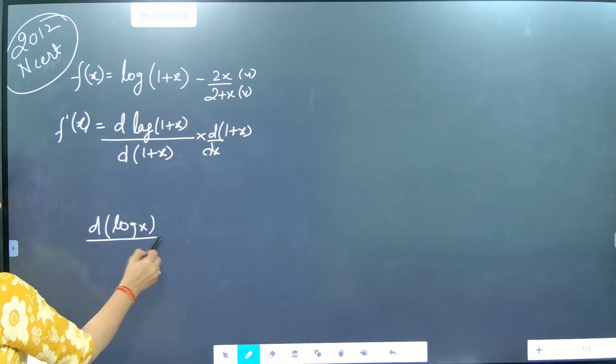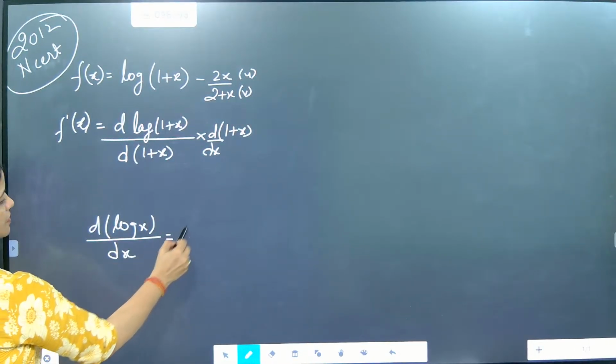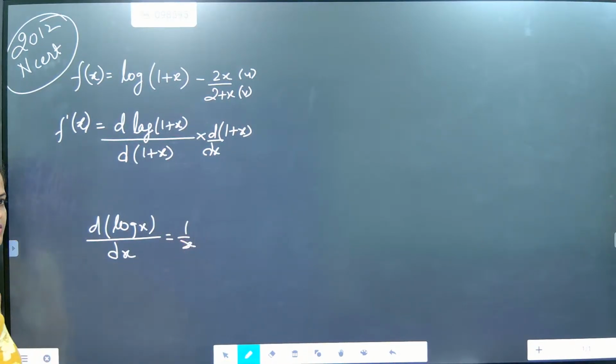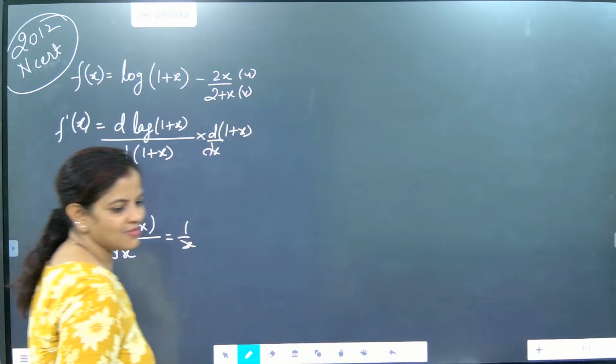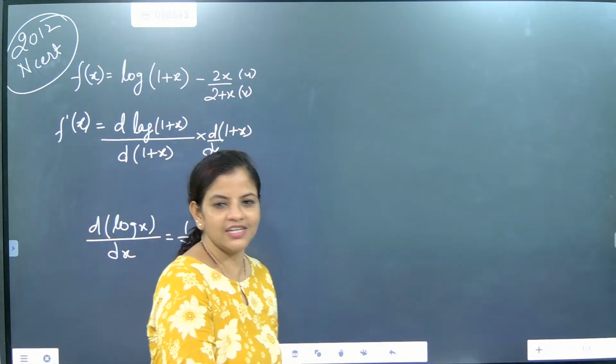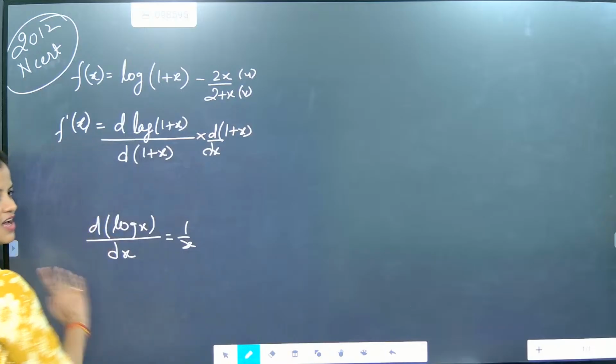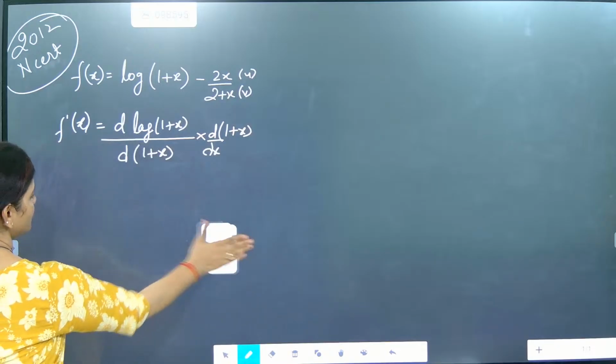Super. After class, beta. This value is 1 by x. Now I understood. Seriously, after class. Brain is not working, I know.